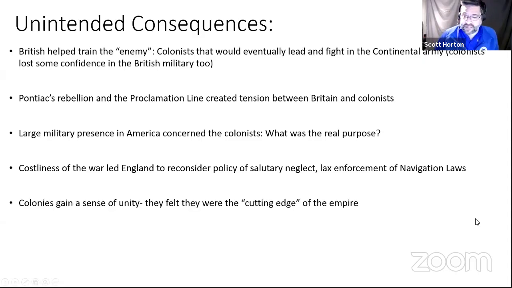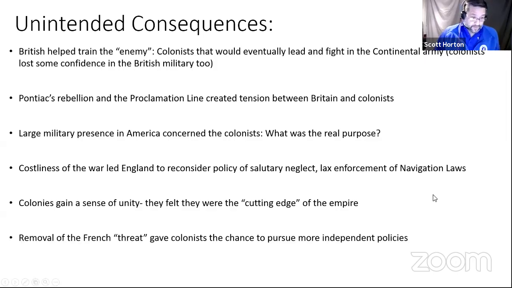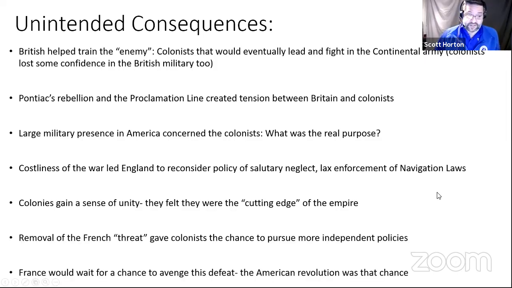Colonies gain a sense of unity. They begin working together. The French threat is gone, as I mentioned just a second ago, and France, of course, will be waiting in the background for a chance to avenge their defeat in the French and Indian War. And that is part of the explanation for why a monarch that is arguably more of a dictator than George III ever was ultimately comes to the aid of the American colonies. We'll get to that in a second.